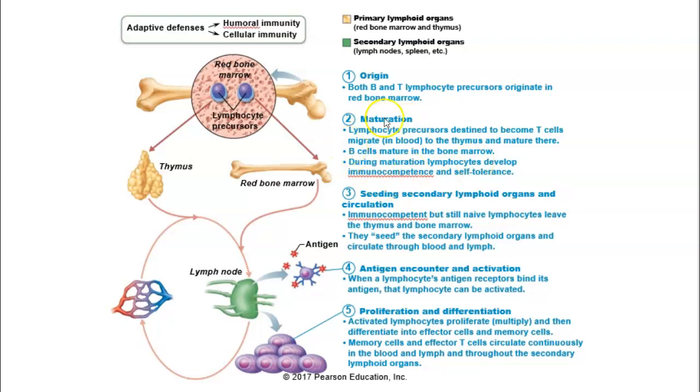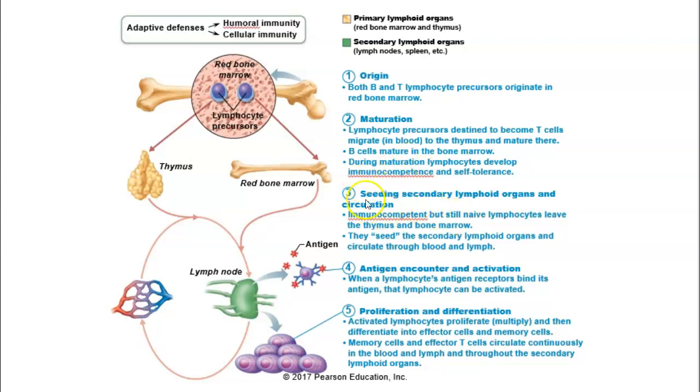Once B cells and T cells mature, they will leave the red bone marrow or the thymus and then start circulating in the body, either moving to a lymph node or the spleen or tonsils or somewhere else. They do that, and we call them immunocompetent but naive. They are naive because they have not yet met their antigen that they are specific for. They have not fought any antigens coming in the body yet.